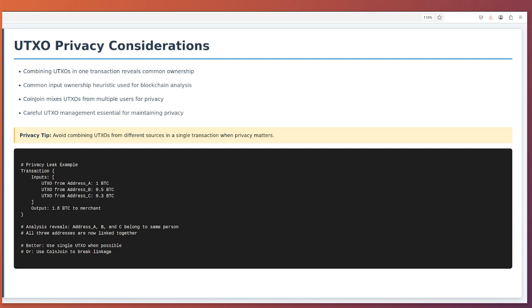If UTXOs from addresses A, B, and C are used as inputs in the same transaction, analysts assume all three addresses belong to the same entity. This can de-anonymize users.